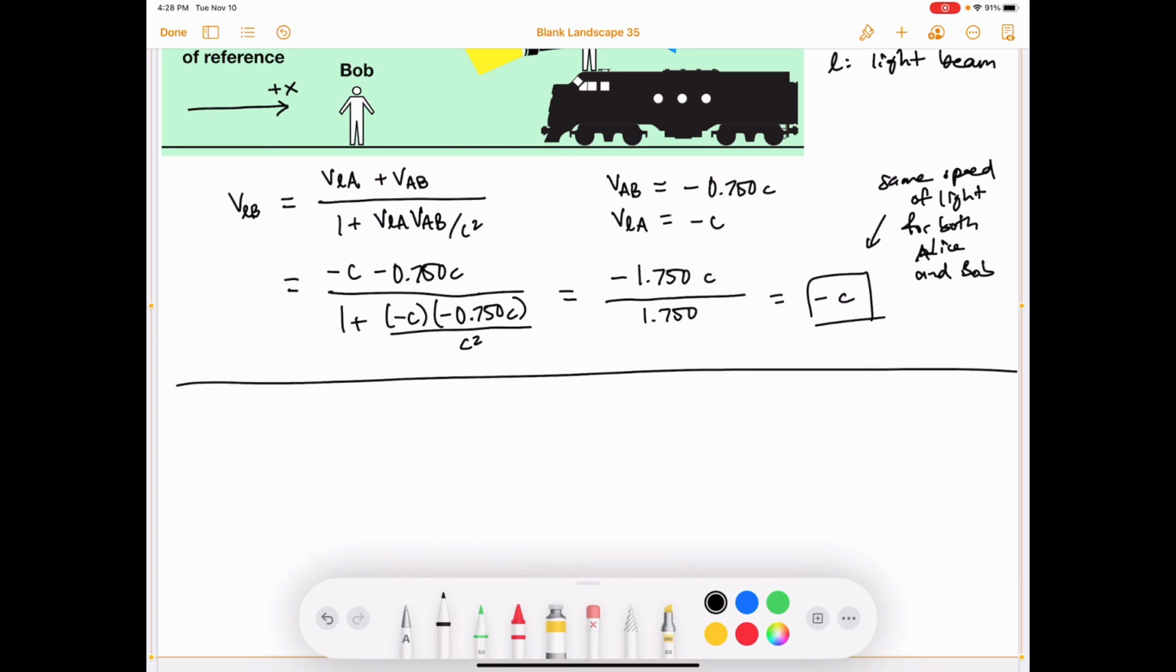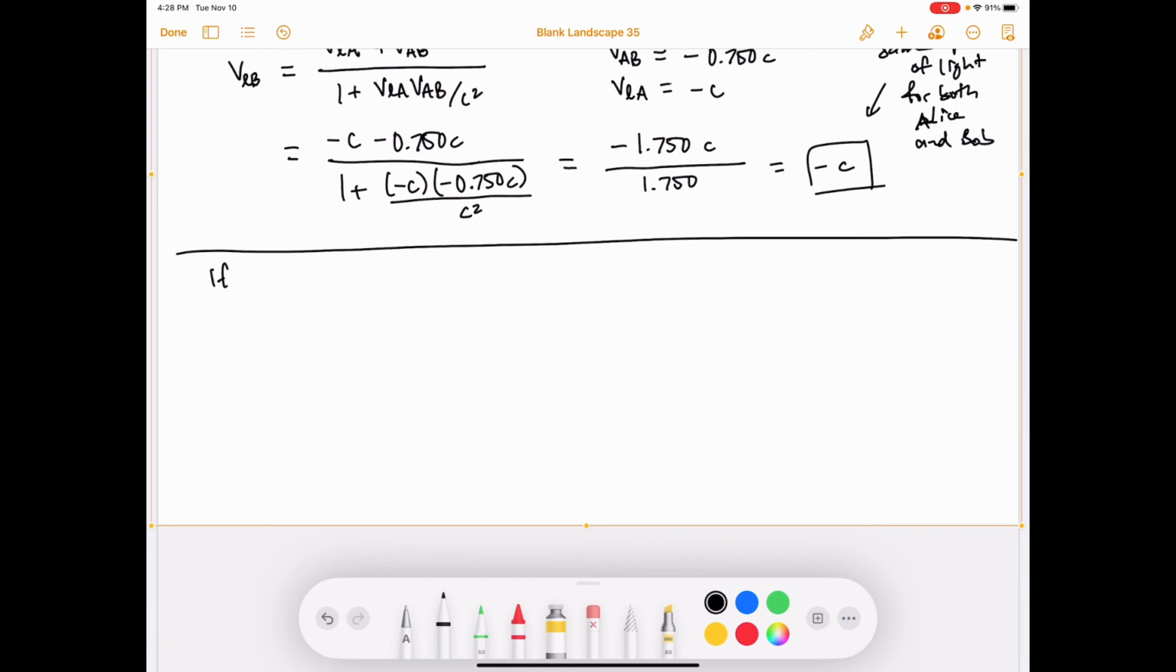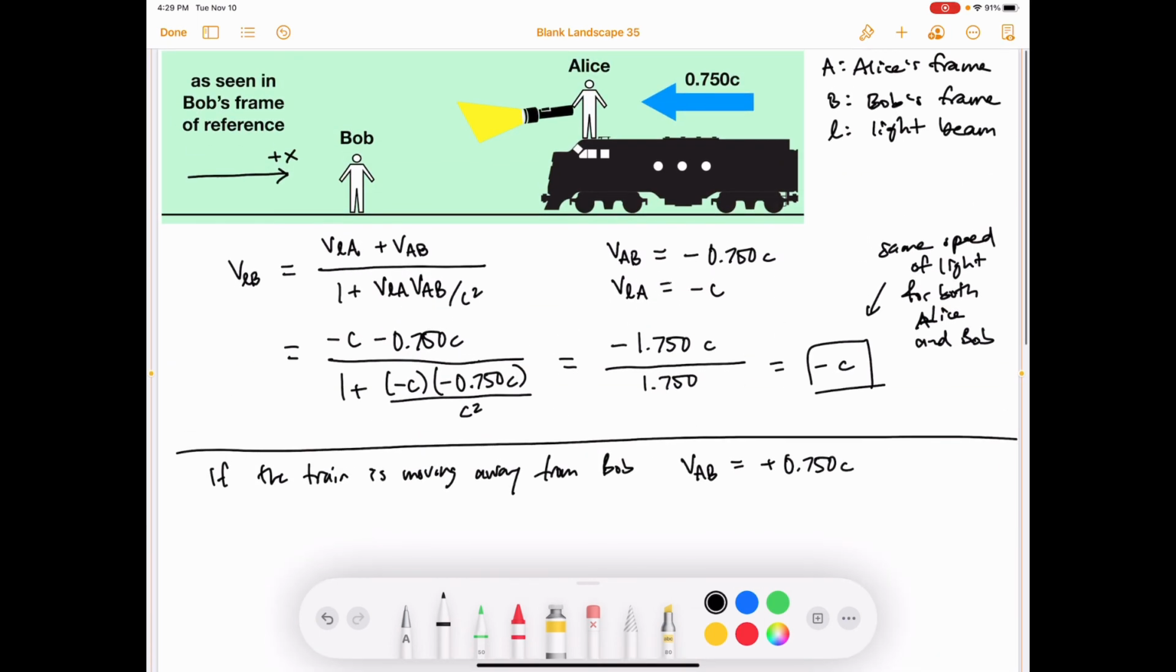Okay, if the train is moving away, that's the follow-up question. If the train is moving away now, away from Bob, so now we'll have VAB is going to be positive 0.750 c, so we're just moving to the right now. VLA, velocity of the light beam relative to Alice. She's shining it towards Bob. She's directing it to the left, so we have minus c right here.